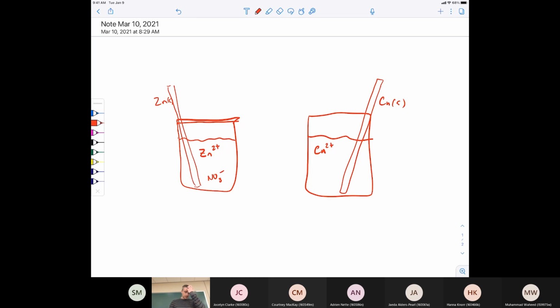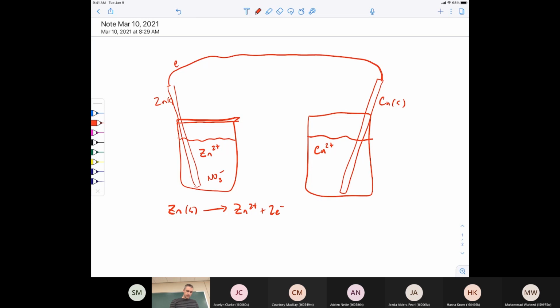So the two half reactions here would be maybe like zinc solid goes to zinc 2+ plus 2 electrons. So this would be a half reaction where the zinc solid is dissolving away. The electrons are disappearing from that half reaction. And where they go is the other side, right? They go over to the copper side. And to get them over there, you need to connect them by a wire.